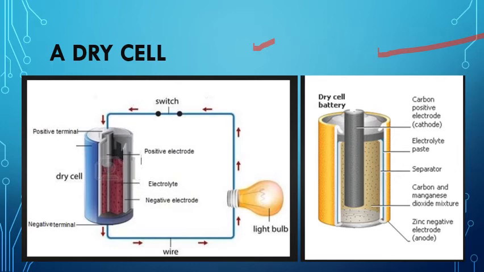So, this carbon rod acts as a positive electrode. It is provided with a brass cap. This is a brass cap. So, you may see in the picture the electrolyte paste, the carbon rod, another one is the separator, then the carbon and manganese dioxide mixture, and the zinc negative electrode. A closely packed mixture of charcoal and manganese dioxide in a muslin bag surrounds the carbon rod. A small hole is provided at the top to allow ammonia to escape. The zinc container is sealed at the top with a shellac seal. You can see it in the figure.